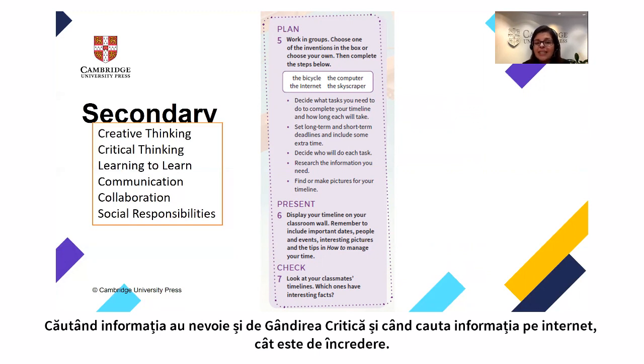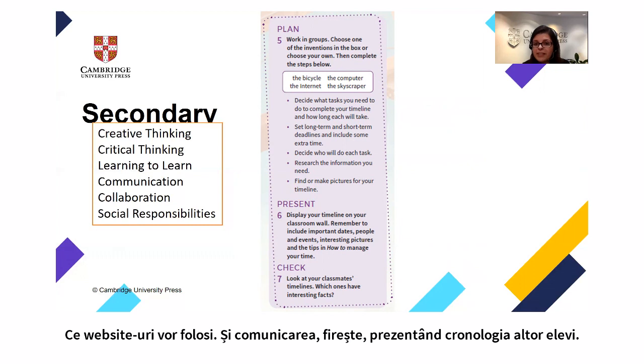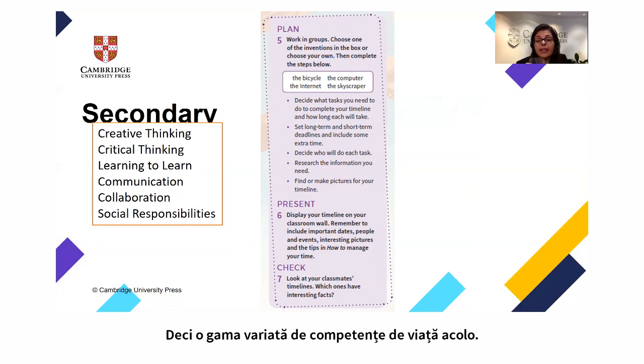Researching the information, they need some critical thinking as well. So when they look up the information on the internet, how reliable is it? What kind of websites are they going to use? And communication, of course, yes, presenting their timeline to other students. So again, a whole range of different life competencies in there.